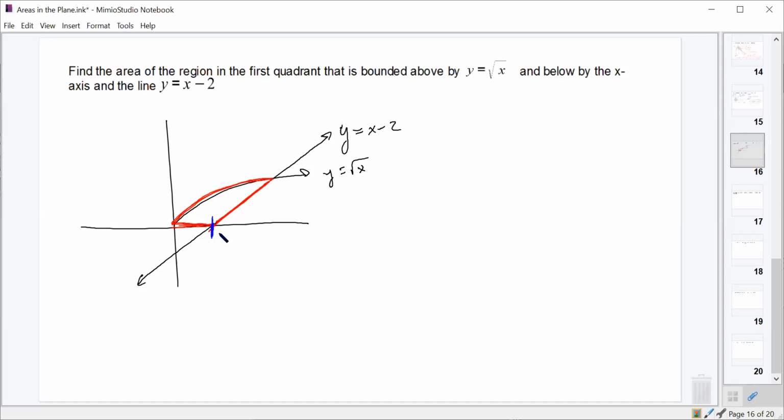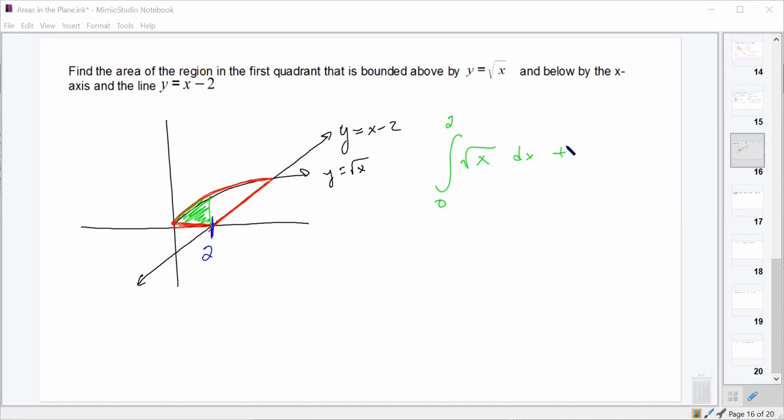Okay. Yes, x equals 2. Wonderful. So it crosses through at x equals 2. So from 0 to 2, our integral should be square root of x minus the lower bound, which is just 0. So we don't even need to put that, right? It's just the area between square root of x and the x-axis.